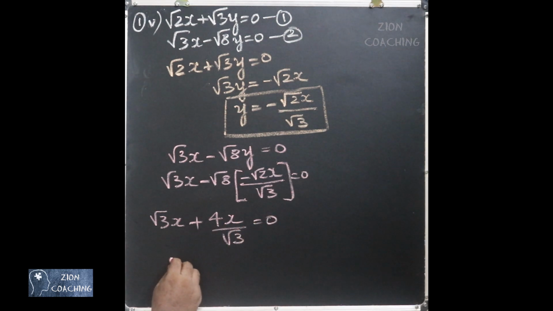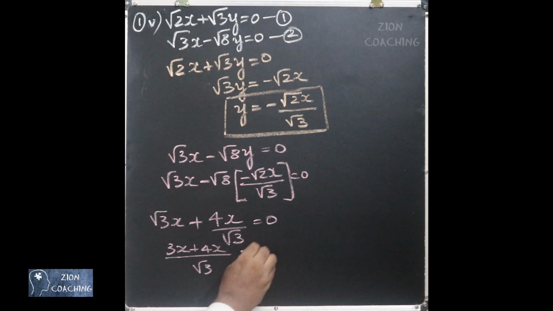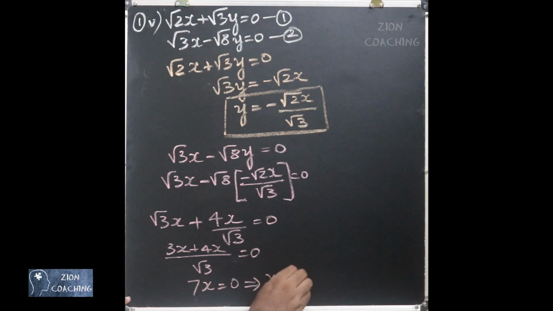Now taking LCM, the LCM is going to be root 3. Root 3 into root 3 is going to be 3, so 3x plus 4x divided by root 3 equal to 0. Taking this root 3 to the other side, root 3 into 0 will become 0. So we are going to have 7x is equal to 0. That implies x is equal to 0.